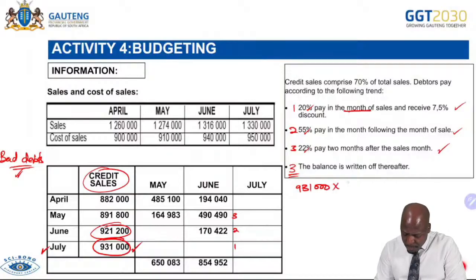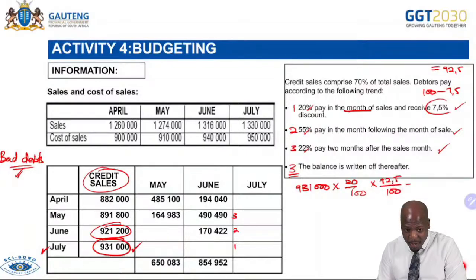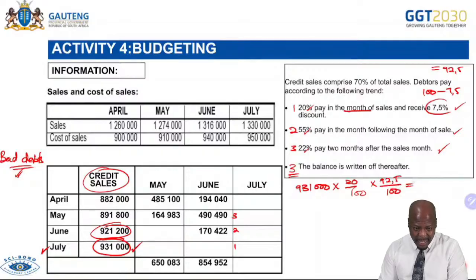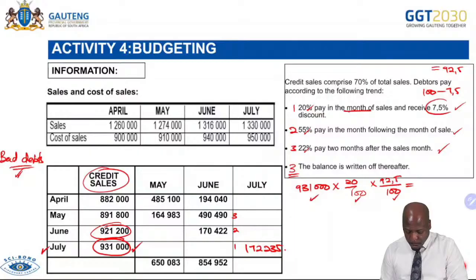Then I'm going to multiply it by 20 over 100. Multiplied, I say 100 minus 7.5. That's going to give me 92.5. Multiply by 92.5 over 100. If I punch that in my calculator, how much do you get? If you say 931 plus 20 plus that one, you should get 172,235. So I'll come here, get 172,235. Okay, I'm going to move on.